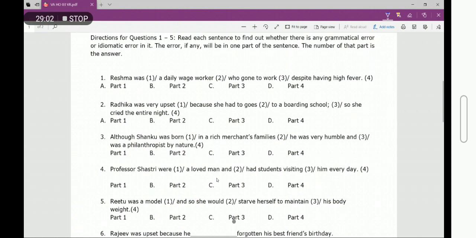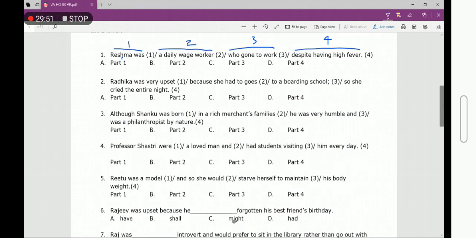Yes, guys. So, the first 5 questions. What you have to do is read each sentence to find whether there is a grammatical error in it, and the number of the part is given. So this is a full sentence. This is part 1, this is part 2, this is part 3, this is part 4. Read and tell me whether there is any grammatical or idiomatic error in it. If there is a grammar error, you have to tell which part. Choose the option which says this part has the error. So attempt the first 4 questions, or you can do the first 5 as well. Let me scroll this. Okay, attempt the 5 questions.